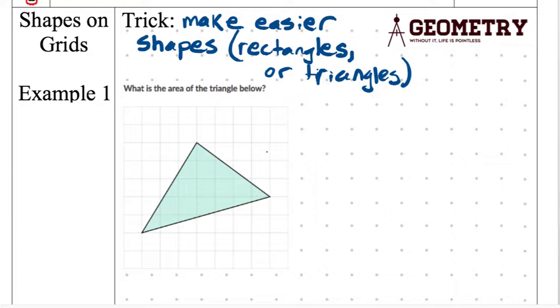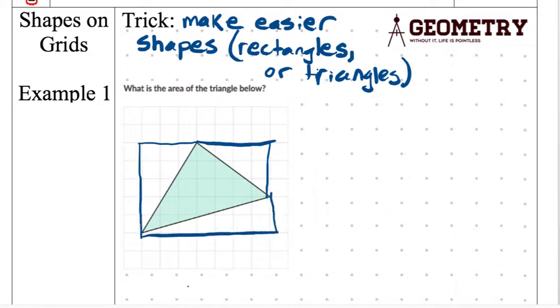All right, this is how you do it. The easiest shape here is a rectangle. So if I go ahead and make this shape with me, if I add on a triangle there, if I add on a triangle over here, if I add on a triangle over here, I've made a rectangle. So that's one way to do it. You can do a rectangle and then you can subtract shapes.